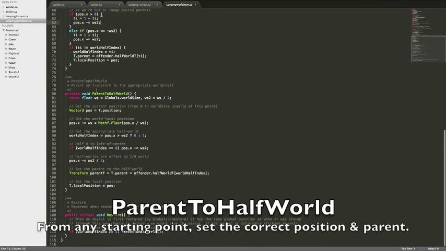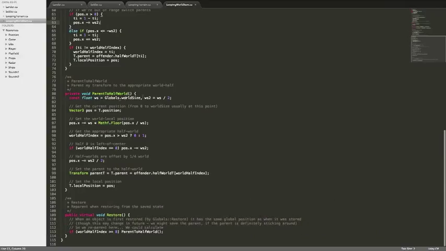And then the initial parenting to the half world is similar. I get the world size and world size value 2. I check my position. I subtract world size times Math.Floor of position x divided by world size. So this is basically a modulo right here.